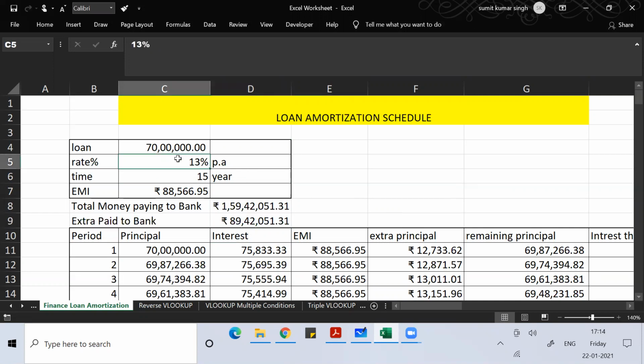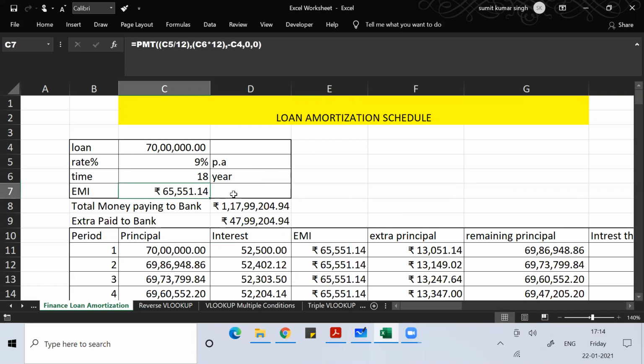Now, suppose the rate of interest is 9%, so you can see the impact. I hope you're getting the logic. If I take this loan for 18 years, you can see how the scenario changes. Now the question arises: how can you calculate the EMI? The very big question coming to your mind is, sir, how did you do this EMI calculation?